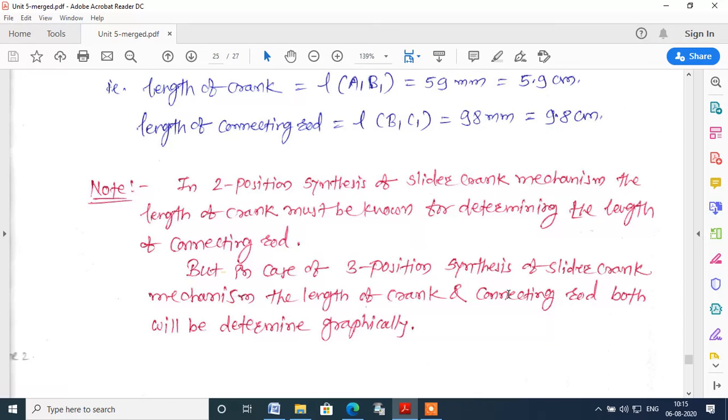So have you understood? Okay, so this is a very good method of inversion, very easy. So you can get the answer.